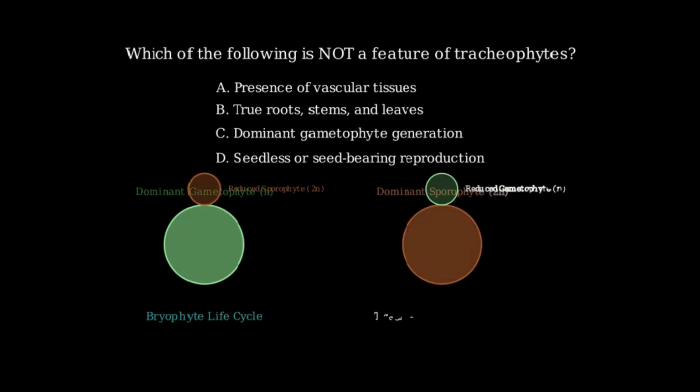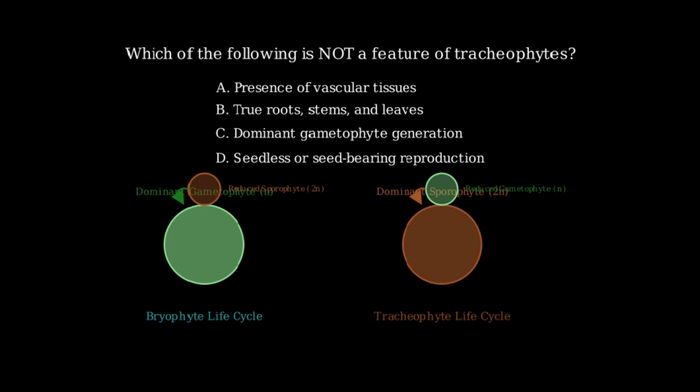Option A states Tracheophytes have vascular tissues. This is correct. The very name Tracheophyte refers to plants with tracheids, which are specialized cells in the xylem. Option B mentions true roots, stems, and leaves. These are indeed characteristic features of Tracheophytes, allowing them to grow larger and adapt better to land environments.